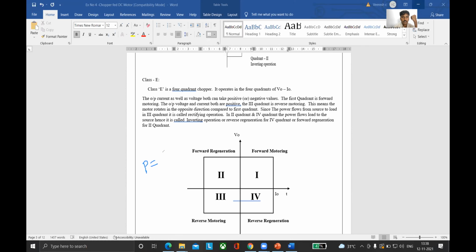P is equal to minus V0 and minus I0. Okay, P is equal to minus V0 into minus I0. So minus into minus is plus, which means power is still positive in the third quadrant. Clear? So it will operate as a motoring, but the speed is reverse.